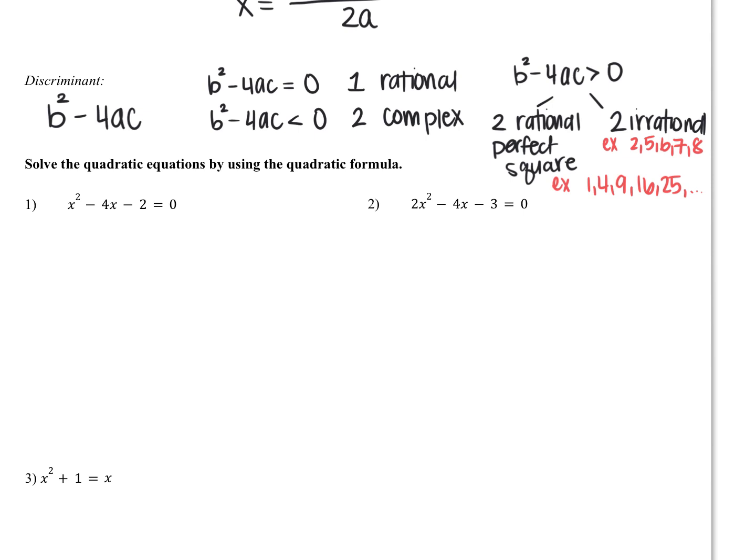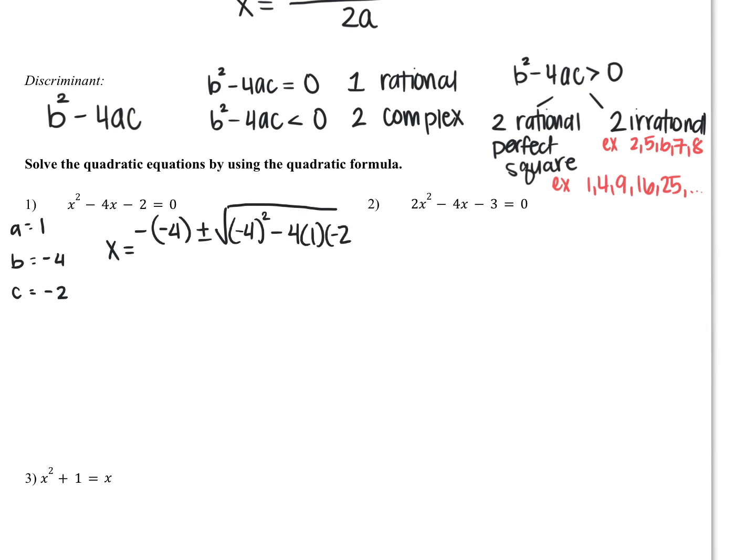So we have x squared minus 4x minus 2 equals 0. You need to double check it's equal to 0, and it is. And I always like to identify a, b, and c first before plugging into the formula. So a is 1, b is negative 4, and c is negative 2. So when I plug it into my formula, I have x equals negative b, so it's going to be negative 4, plus or minus the square root of negative 4 squared minus 4 times 1 times negative 2 all over 2 times 1.